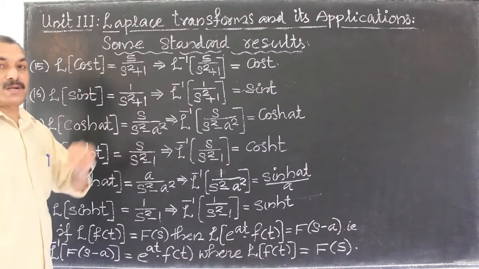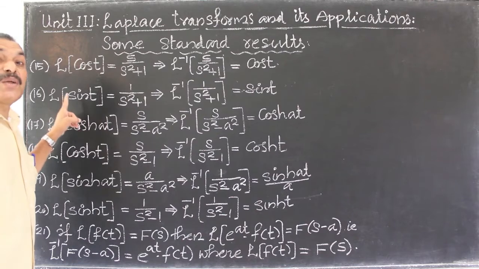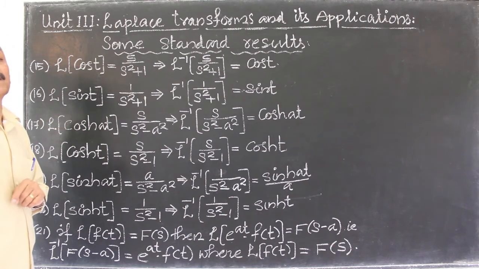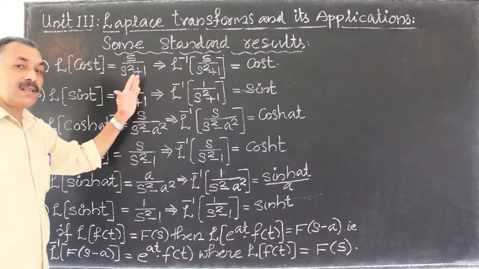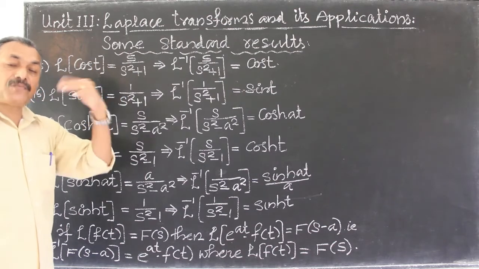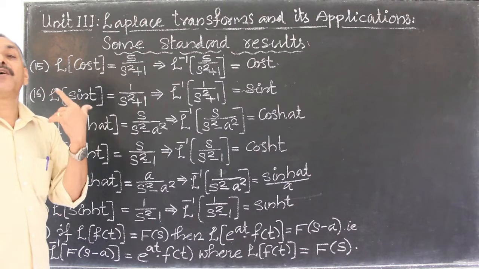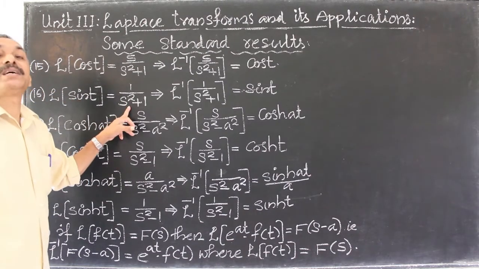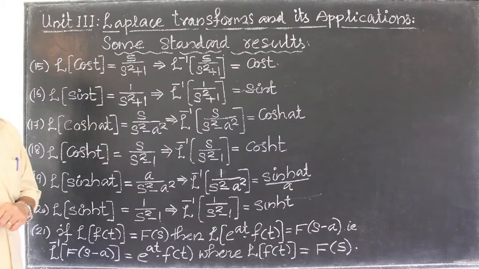Then, what is the Laplace transform of e raised to 5t into sin t? To get e raised to 5t into sin t, the transform of sin t is F of s. When multiplying by e raised to 5t, what do we get? F of s minus a. That means F of s minus 5. Wherever s appears, we put s minus 5. So it is 1 divided by s minus 5 whole square plus 1.